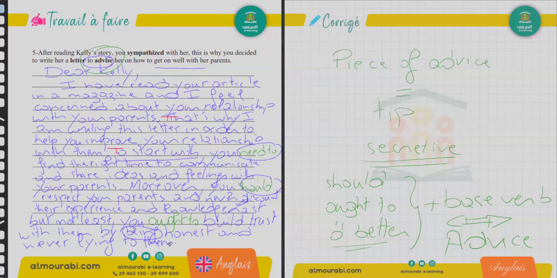We conclude simply with: I hope that my advice will be of great help to you. Before concluding, we can say: remember that every relationship has its ups and downs. Very good, Sarah. And of course, I hope that my advice will be of great help.